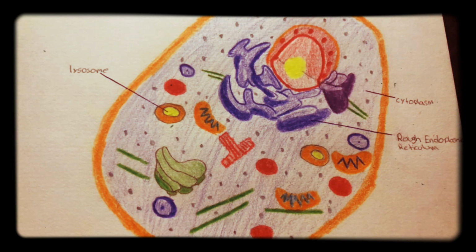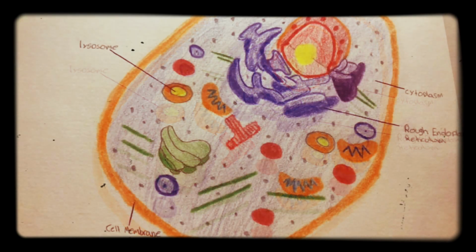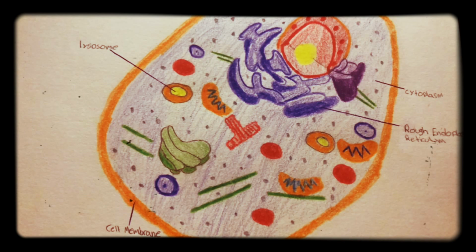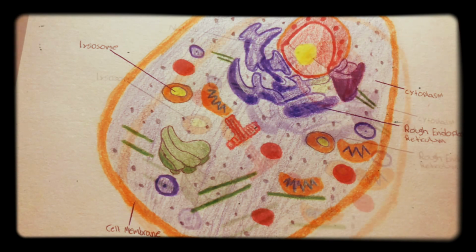Now we have the cytoplasm, and the cytoplasm is a jelly-like substance, and it basically supports all organelles inside of the cell. The cell membrane is very important because it provides protection for the cells, and it's made up of flexible structure and smaller molecules.